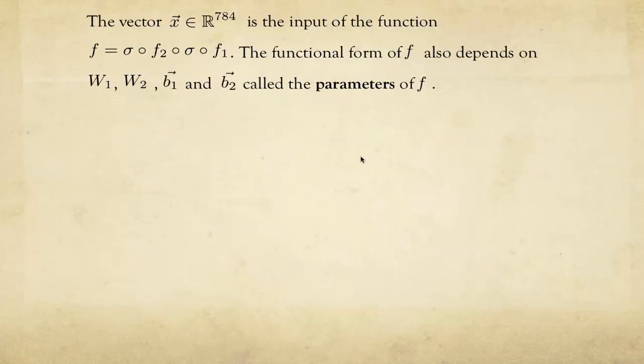So the function we have is this composition of an affine function and sigmoid, and we do it twice. This function depends on the parameters W1, W2, B1, B2. These are called the parameters of f.